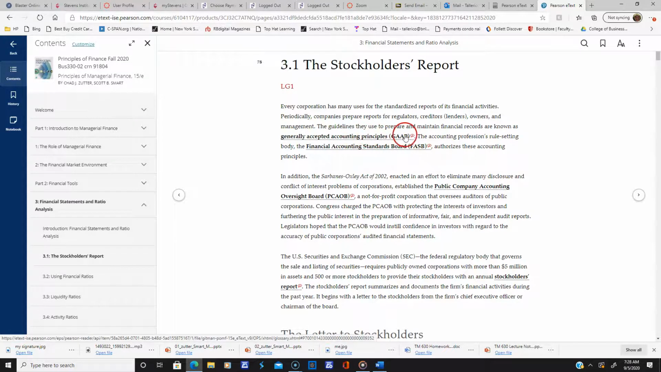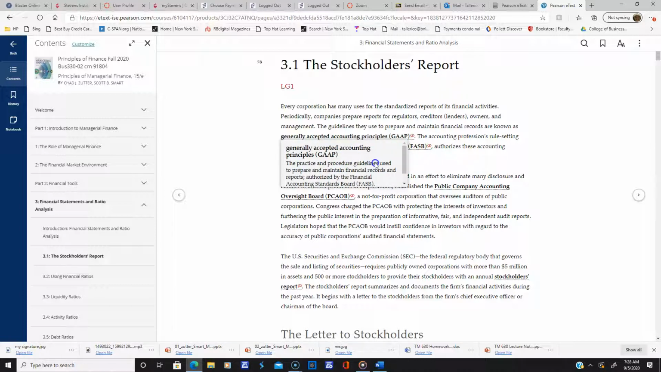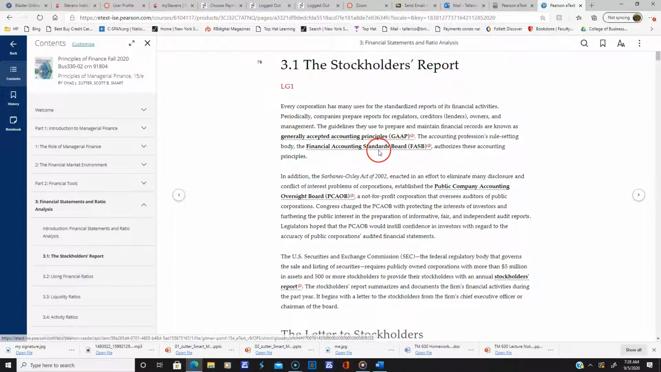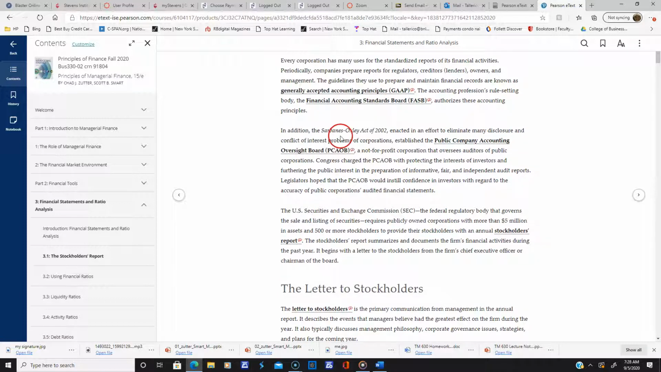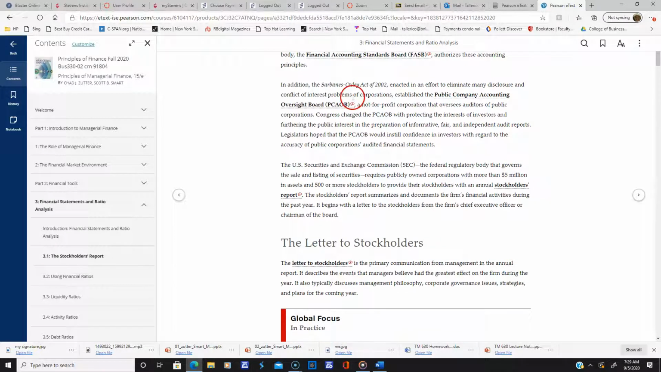And they've got to use this concept called Generally Accepted Accounting Principles. And I'm sure some of you have taken accounting, right? This is the practice and procedure guidelines used to prepare and maintain financial records and reports, okay? And they're authorized by FASB. So you should look up and make a list of all these terms. They're important. Okay, and then Sarbanes-Oxley came around after all the big accounting scandals that went on. So there was more oversight generated by the Sarbanes-Oxley Act. Some of you may actually be working with the Sarbanes-Oxley Act.